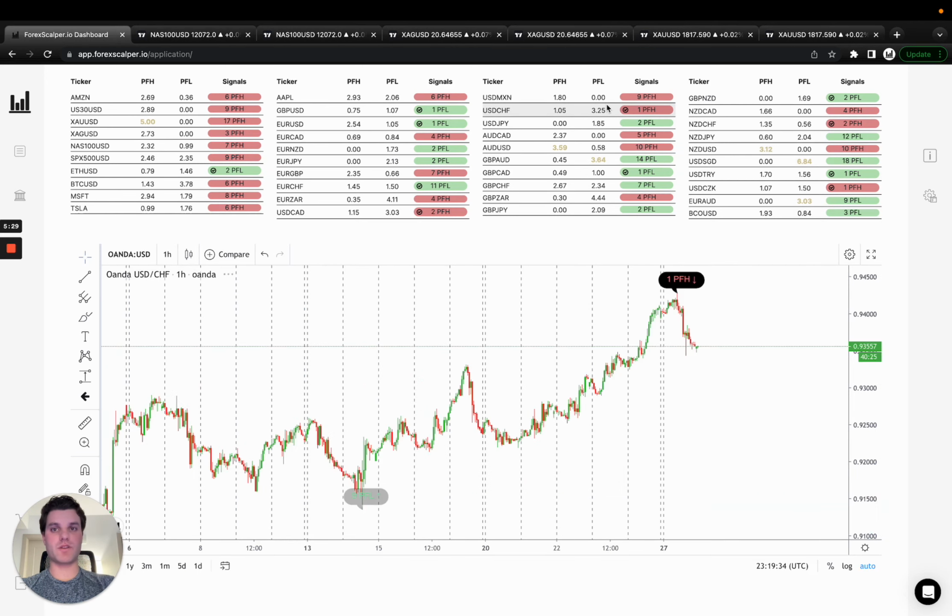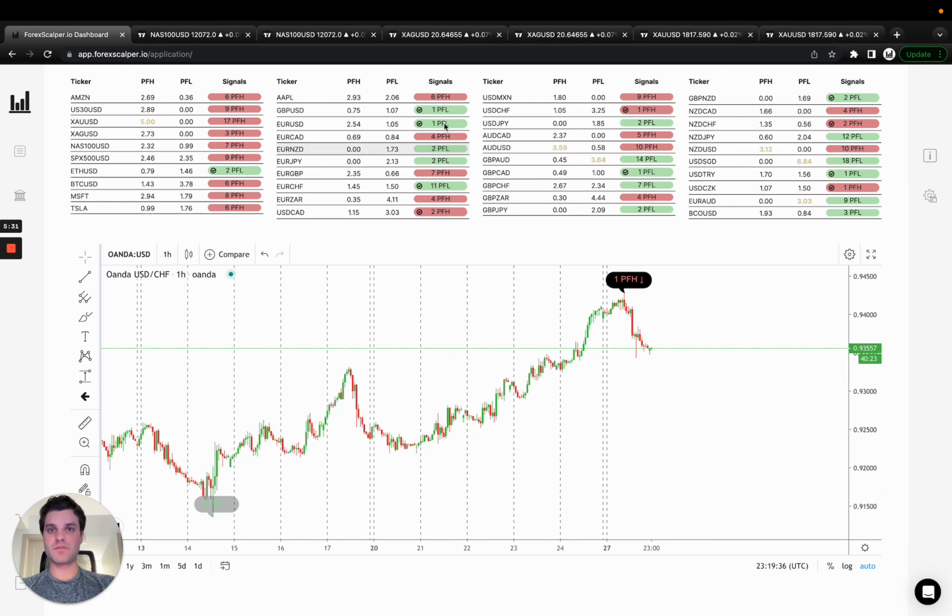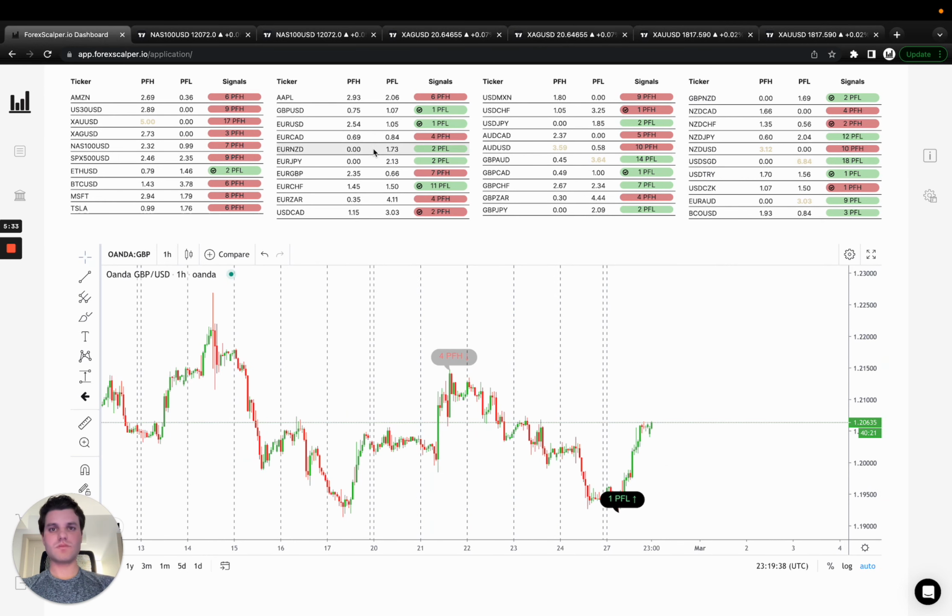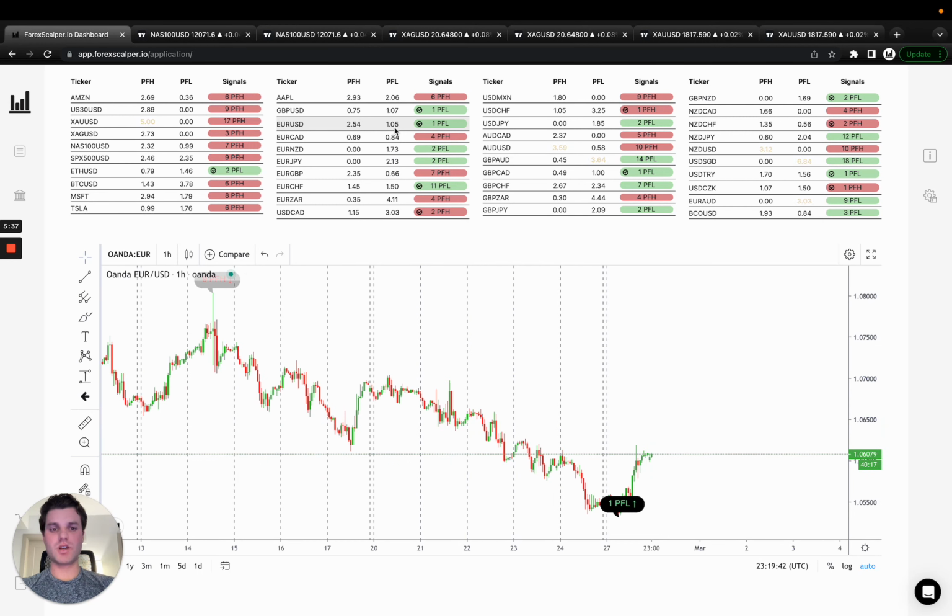Just like USD Swiss franc did right in front of our face. Pound USD, obviously same thing here. Nothing here on the PFH. Euro USD, we actually did have it blinking. So yesterday it was blinking.